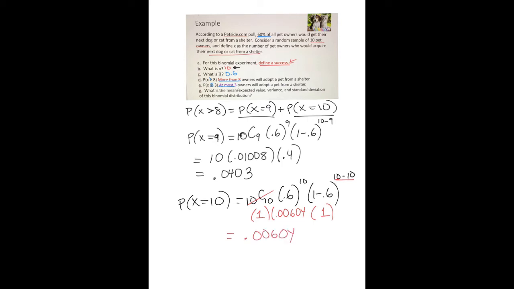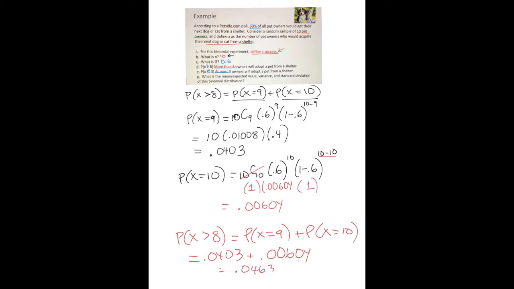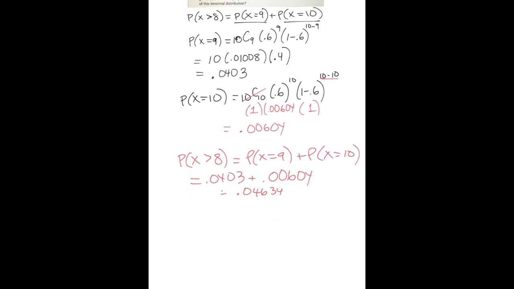So of course the probability that X is 10 is 0.00604. So now we have enough information to be able to answer the question, what is the probability that X is greater than 8? Well, that includes probability X is 9 plus probability X is 10. So we have 0.0403 plus 0.00604, which equals 0.04634. Or we can write this as that the probability that more than 8 people will select to purchase their dog or cat from a shelter is going to be 4.634%.